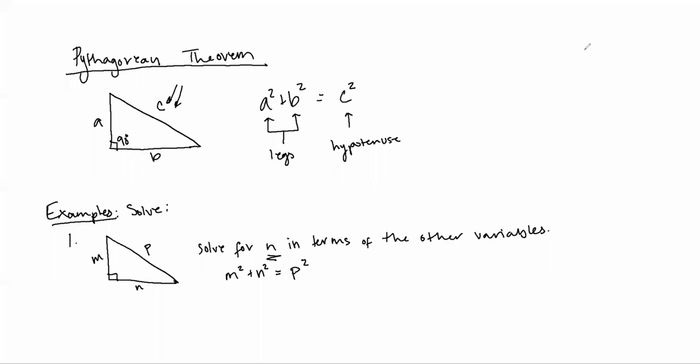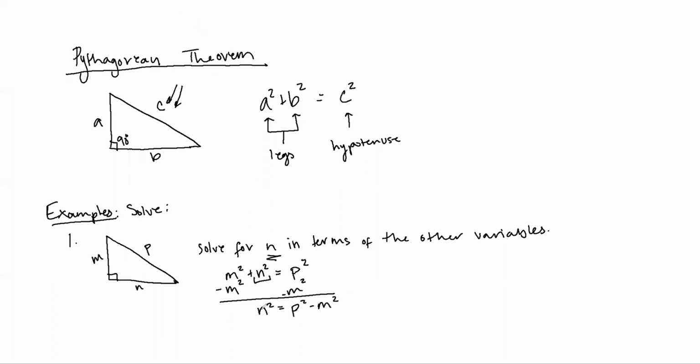So in order to do that, first thing we want to do is get the N term by itself. So this term right here. So we want to move this M squared over to the other side. So let's subtract that. We get N squared equals, now I'm going to put this at the end, so we'll have P squared minus M squared. They're not like terms, so you can't actually combine them.